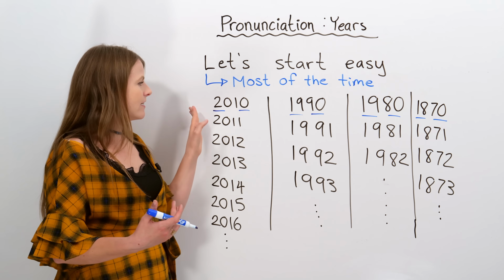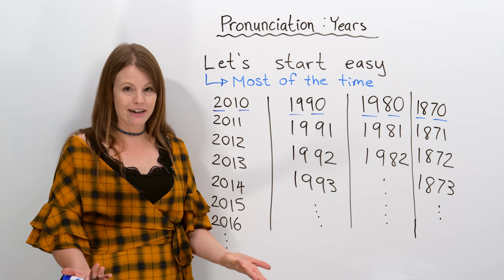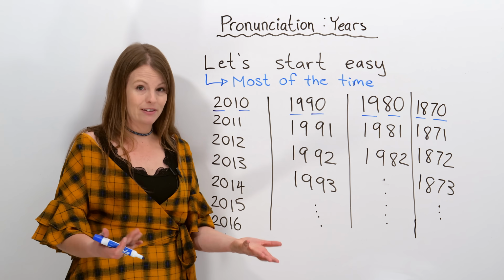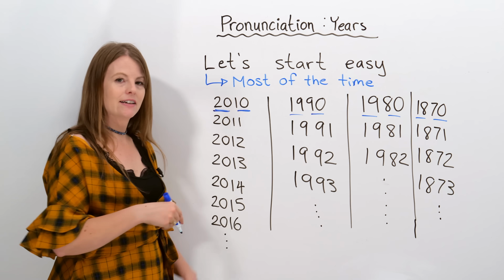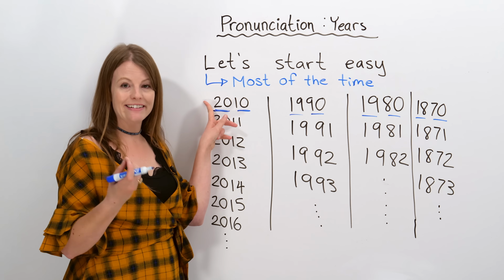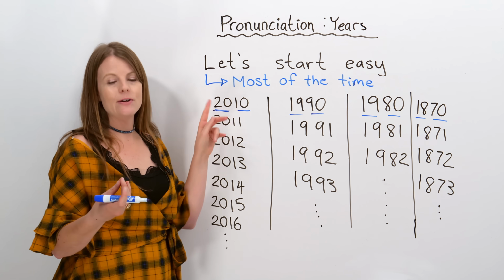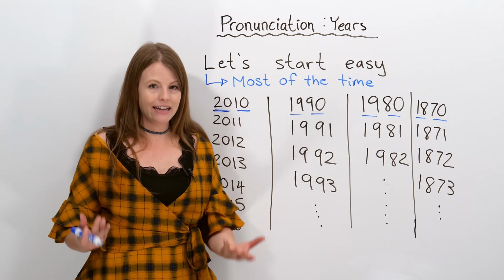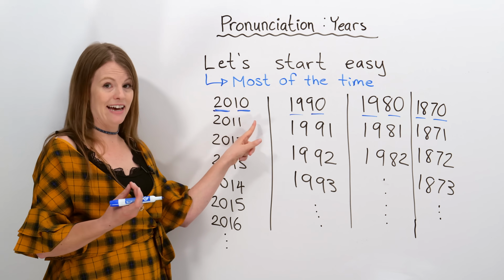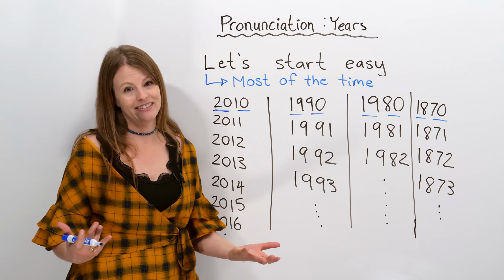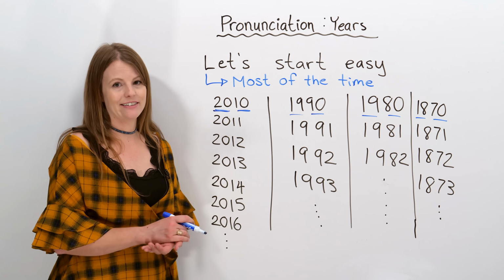So I have here 2010. How do we pronounce this word? We can say two thousand ten. This year is two thousand ten. We can also say two thousand ten, but in general, native speakers of English prefer to say twenty ten. And this is a lot easier. It's a lot faster to say, so it's the more common way to say it.